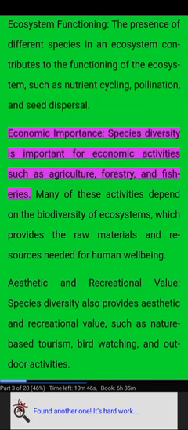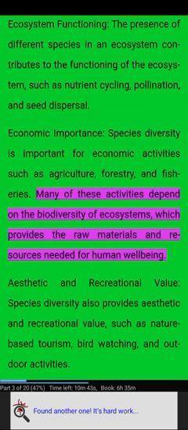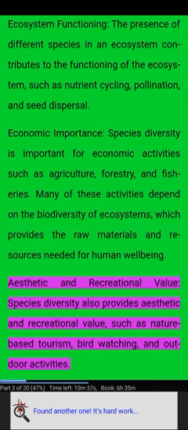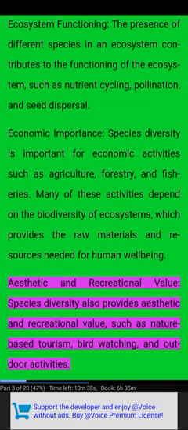Economic importance. Species diversity is important for economic activities such as agriculture, forestry, and fisheries. Many of these activities depend on the biodiversity of ecosystems, which provides the raw materials and resources needed for human well-being. Aesthetic and recreational value. Species diversity also provides aesthetic and recreational value, such as nature-based tourism, bird watching, and outdoor activities.